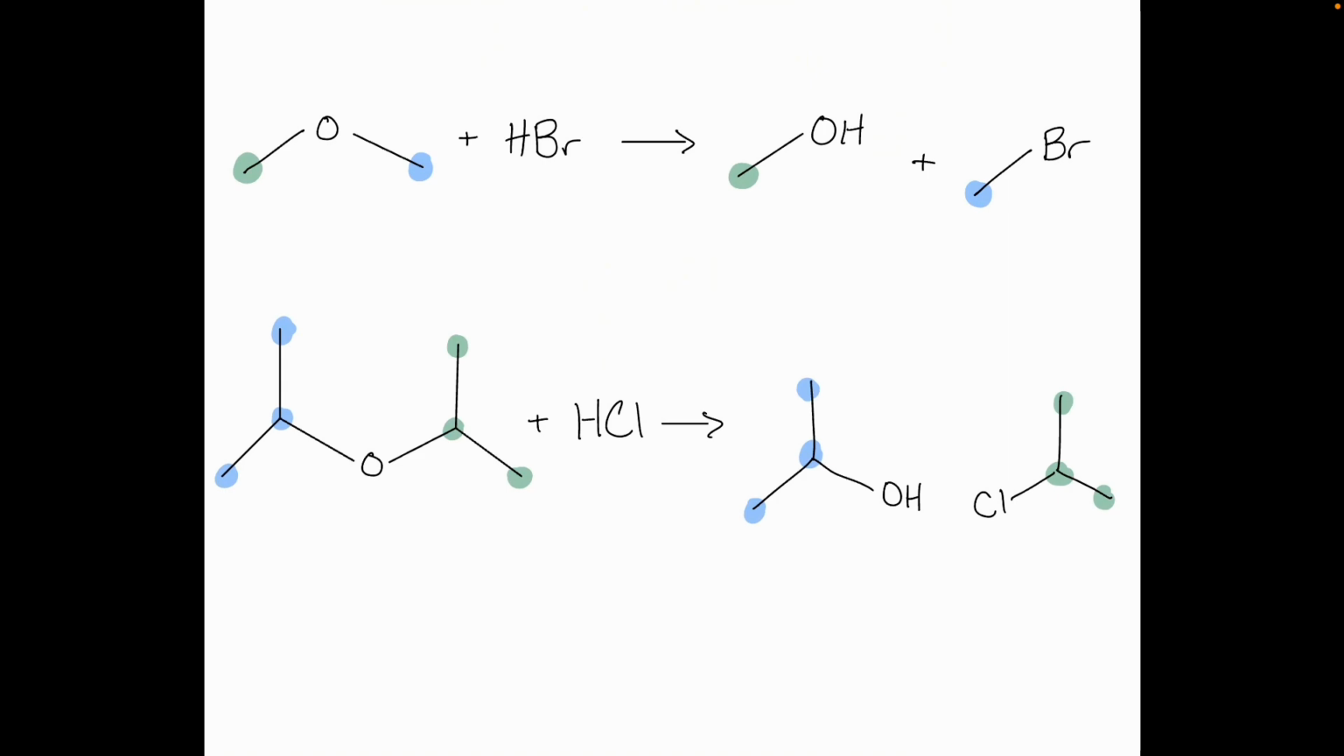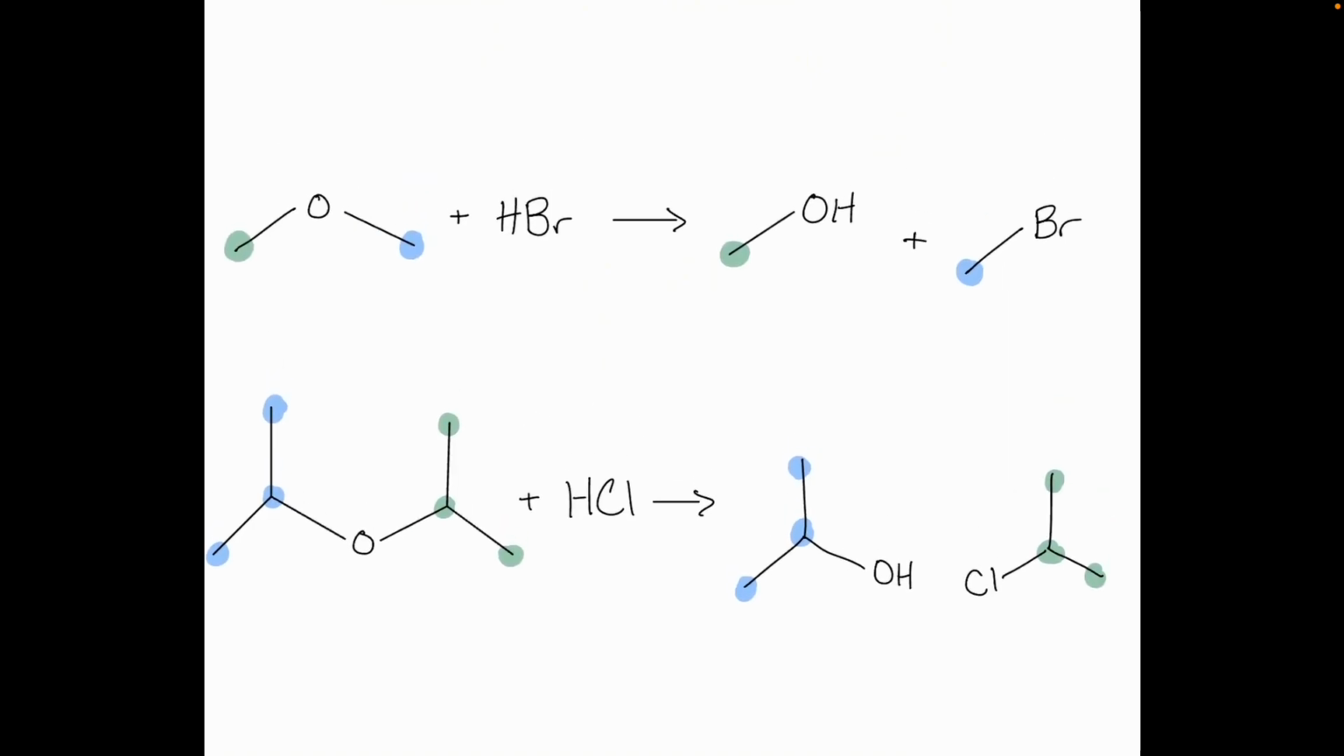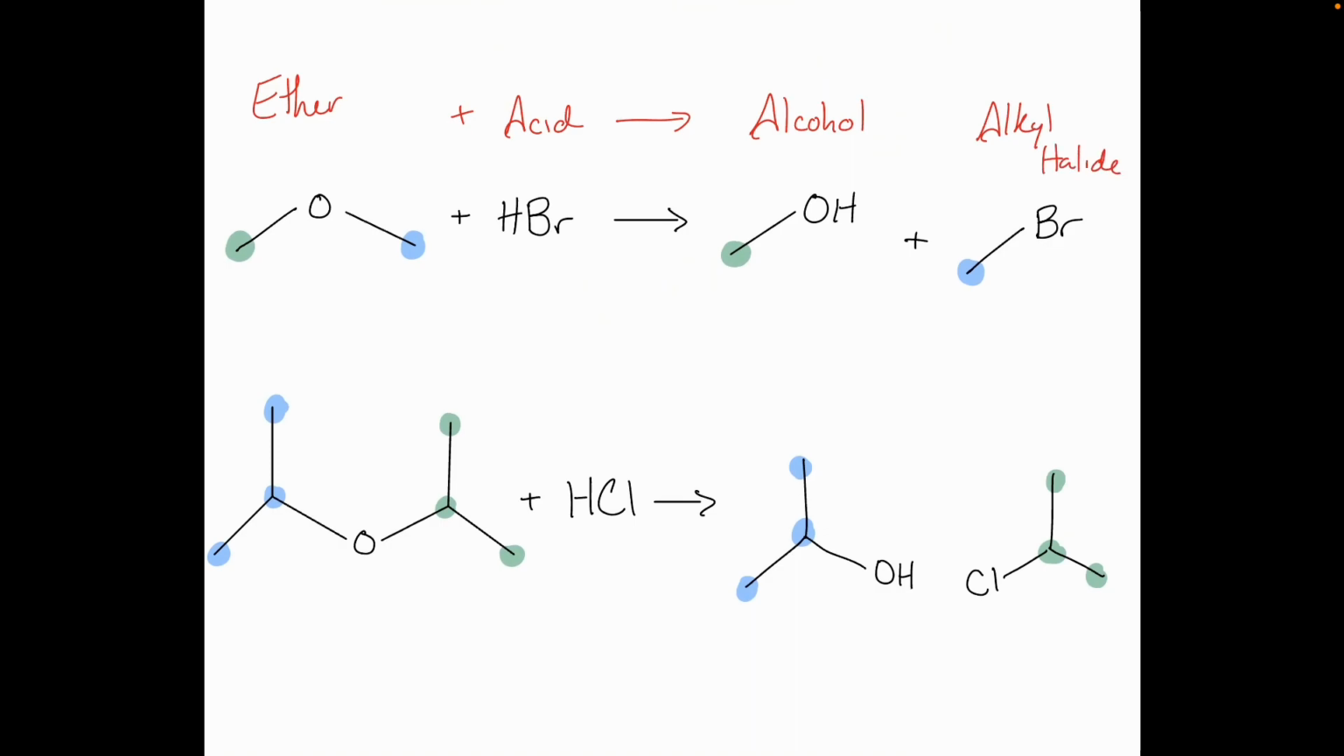Okay. So if we take an ether plus an acid, we get an alcohol and an alkyl halide. We're breaking that ether in half. All right, so that's all pretty straightforward.